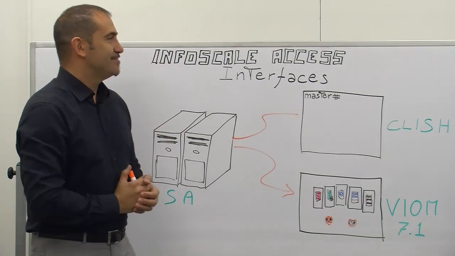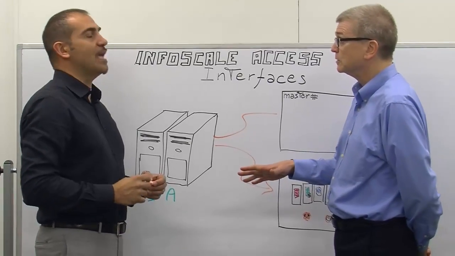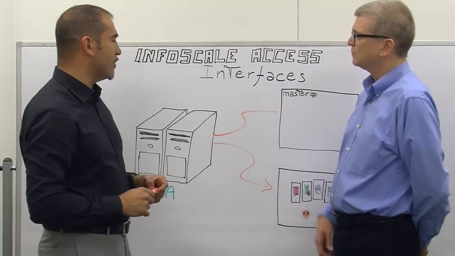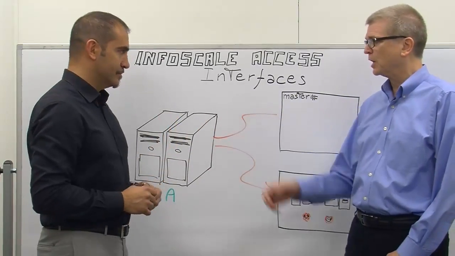That's all. Okay, so you said that the second add-on is called Access Insight? Yes, exactly. Access Insight is the second add-on. Okay, so that's the one that's specific just for InfoScale Access. Is that right?